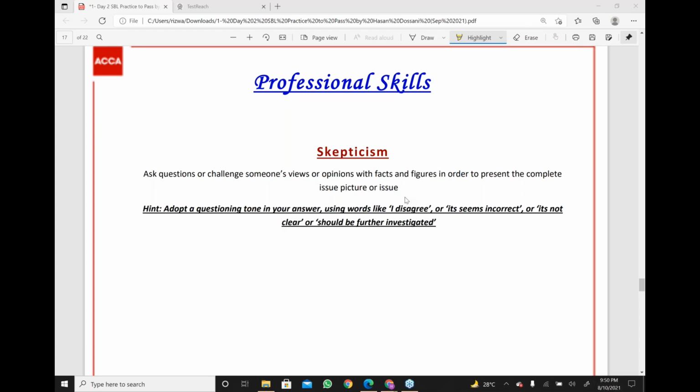You know, for me, the easy way to remember is that skepticism means having a questioning mind. Skepticism means that you are not an idiot. You have a questioning mind. You challenge what you are being told.